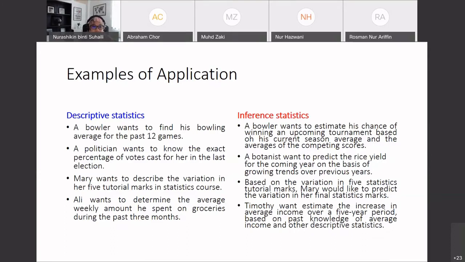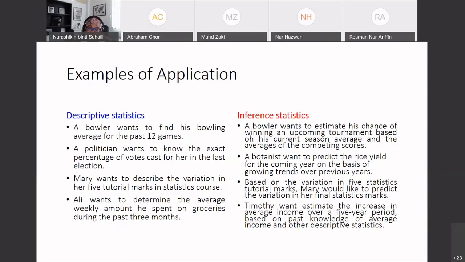Right. A politician wants to know the exact percentage of votes cast for her in the last election. So that's what happened in the past and what the result is all about. And then Mary wants to describe the variation in her 5 tutorial marks in a statistics course. And another example is Ali wants to determine the average weekly amount he spent on groceries during the past 3 months. So it's something to do with the situation at that particular time or in the past.